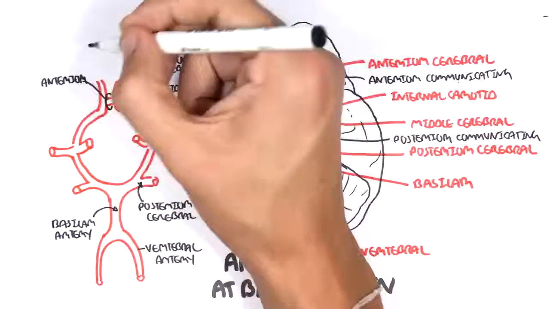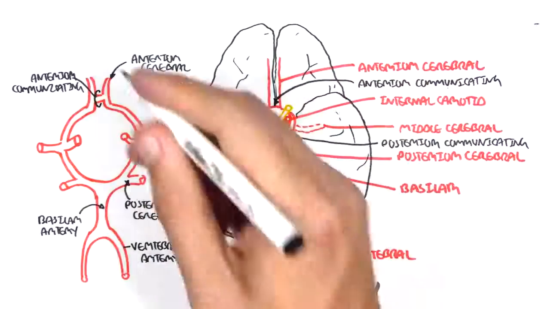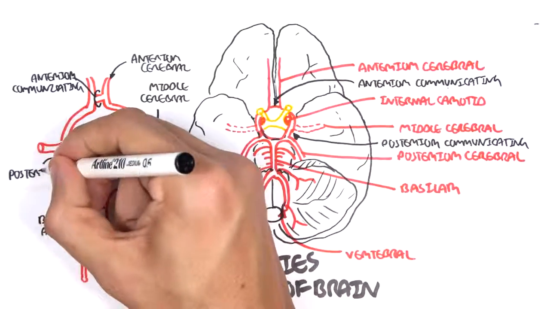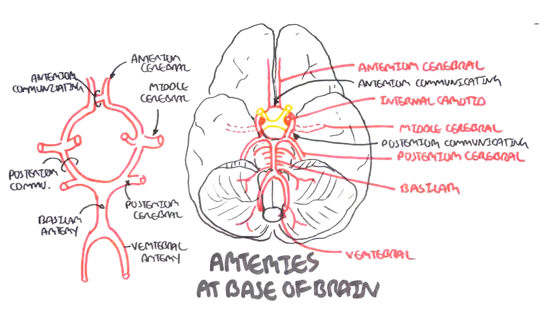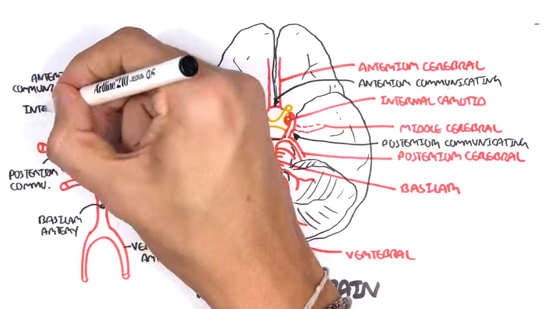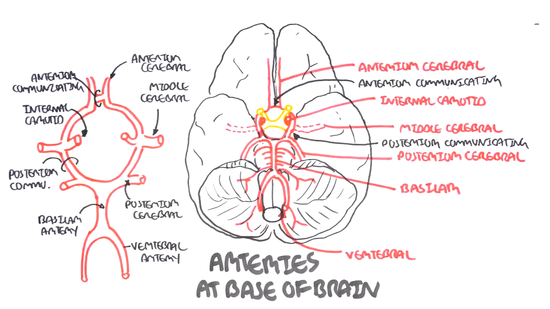The anterior cerebral arteries are connected to each other by the anterior communicating artery, and here is your posterior communicating artery. The internal carotid artery comes straight here and joins to the circle of Willis. And that is your circle of Willis, the round structure, and it has variations, of course. And these are the main arteries found in the circle of Willis.